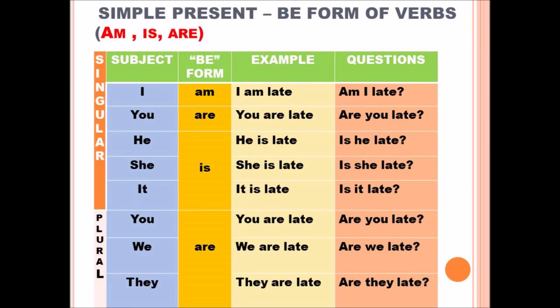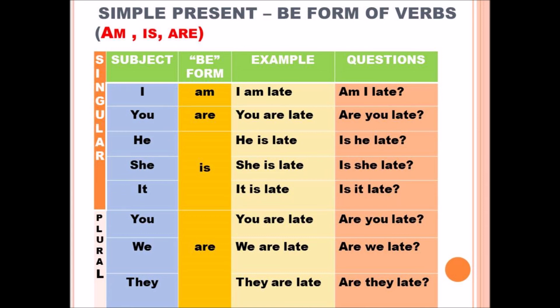Now we are going to see about be form of verbs. As I already said, what are be form of verbs? Am, is, are. These three are the be form verbs. How do we use them in simple present tense? Let's see now. The first column is the subject, the second is be form of verbs, the third is an example, and the last is the question. Here we are going to see how these three be form of verbs are used in a question.